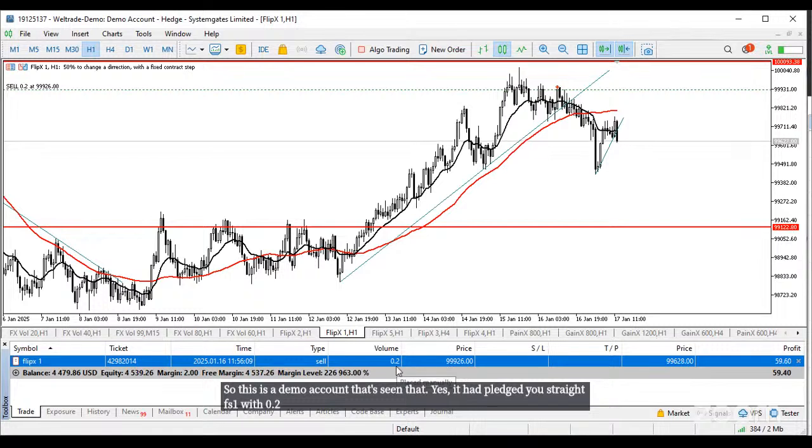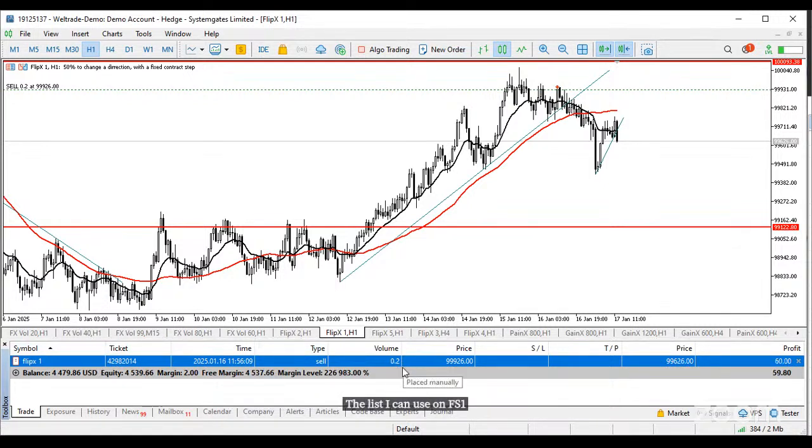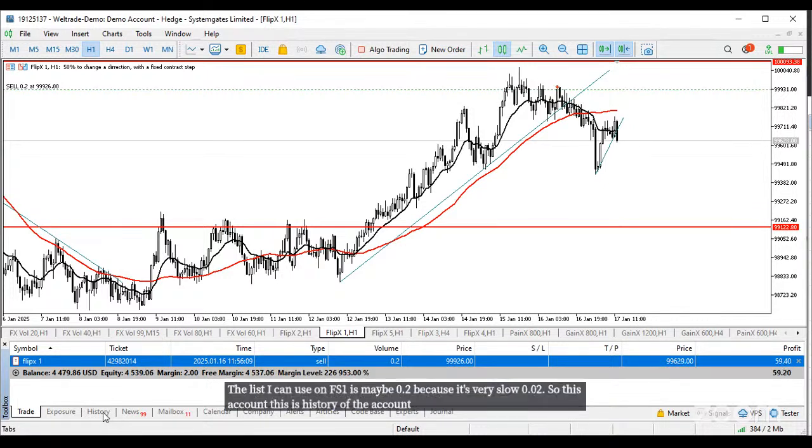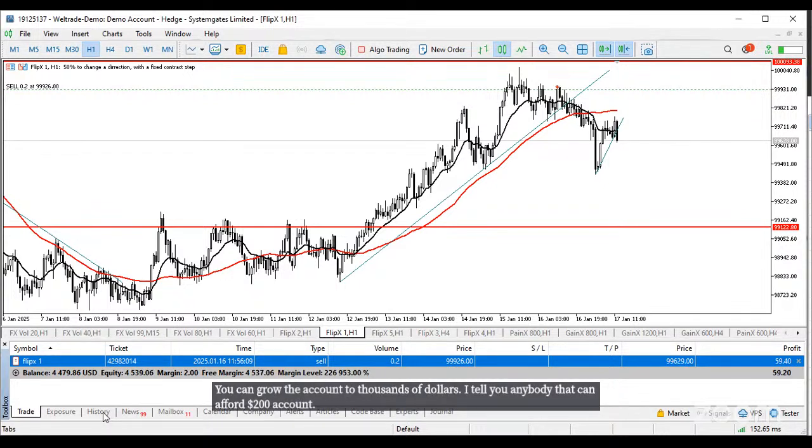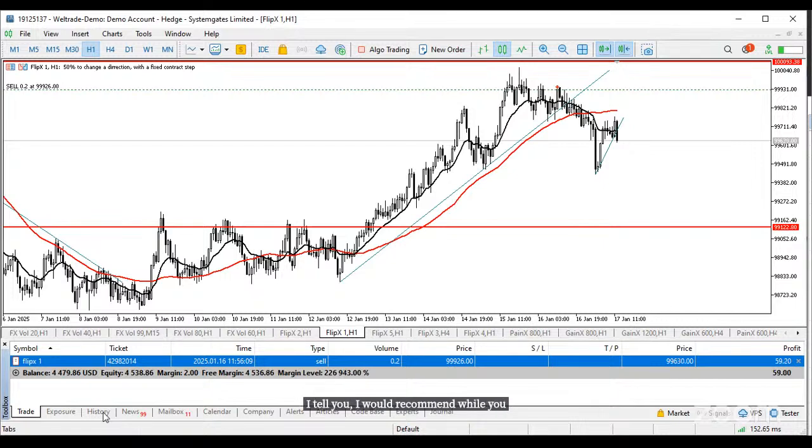But in the small account, I cannot use 0.2. The least I can use on FS1 is maybe 0.02, because it's very slow. So this is the history of the account. Don't look at it as if it's just a demo account. I can tell you that if you have a $500 account on synthetics, you can grow that account to thousands of dollars. Anybody that can afford a $200 account, I will recommend what to trade on synthetics, and in a month, you will double your account.